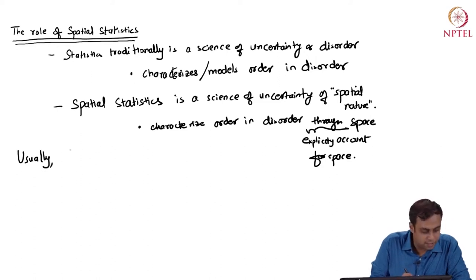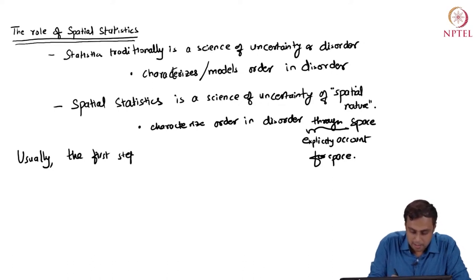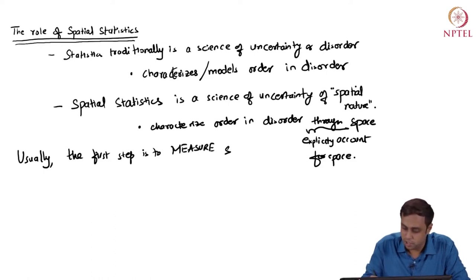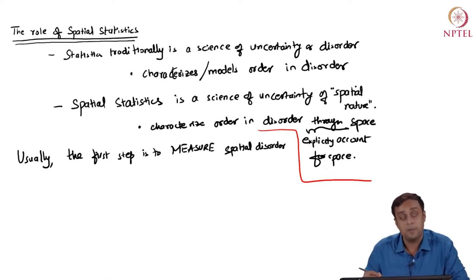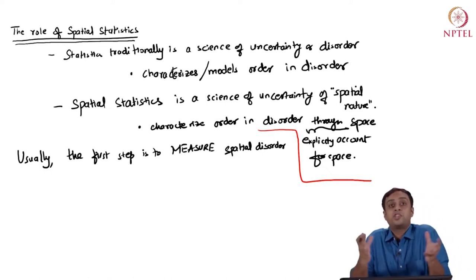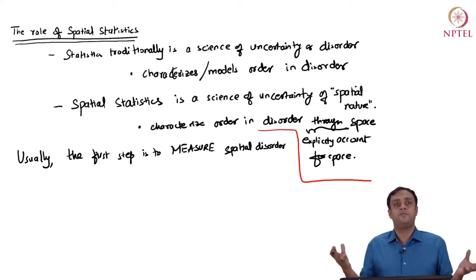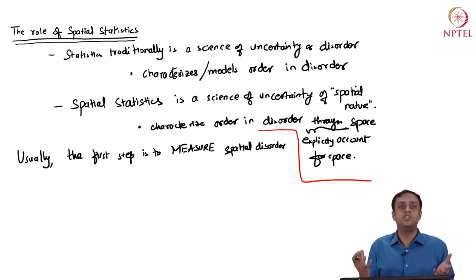So usually the first step in spatial analysis is to measure spatial disorder, right? So measuring this spatial disorder would mean that you are somehow trying to measure variation or the type, the variety of locational features or spatial features I can describe in the data.